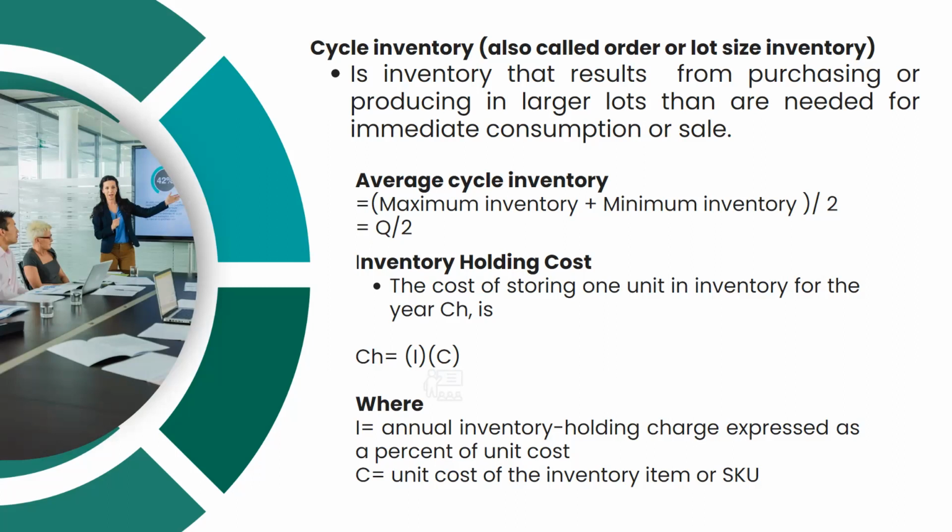Inventory holding cost. Affirm that holding cost includes storage space, labor, and insurance, as well as the price of damaged or spoiled goods. For example, sa inventory holding cost, ito yung mga nire-rent na stockyard or areas na pwedeng paglagyan ng mga inventory na hindi kakasya dun sa store. Then CH equals H over IC. Then annual inventory holding charge expressed as a percent of unit cost. Then C is unit cost of the inventory item or SKU. Next slide po.